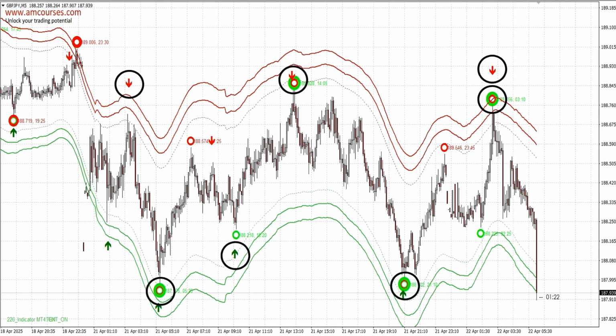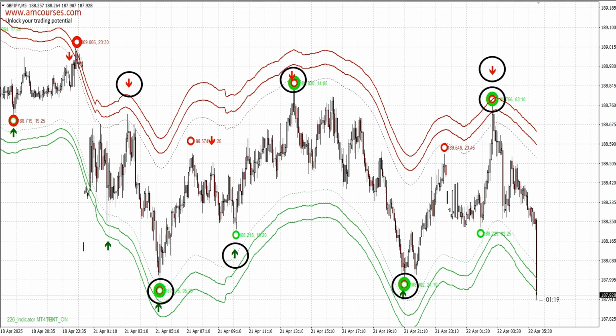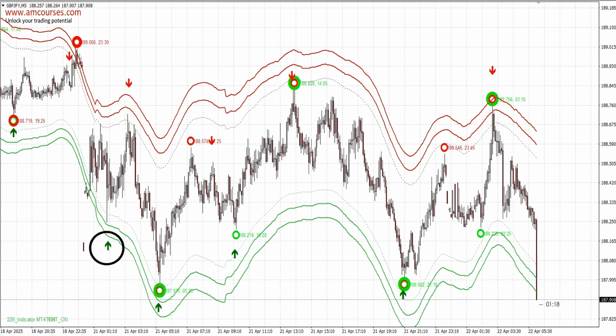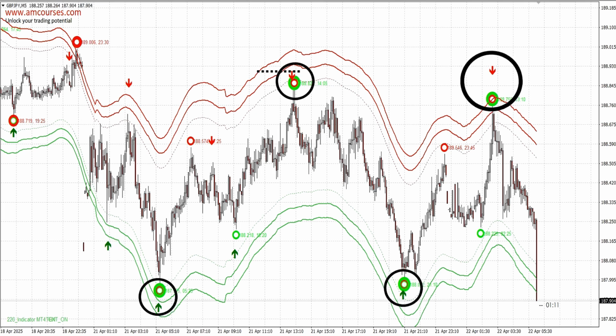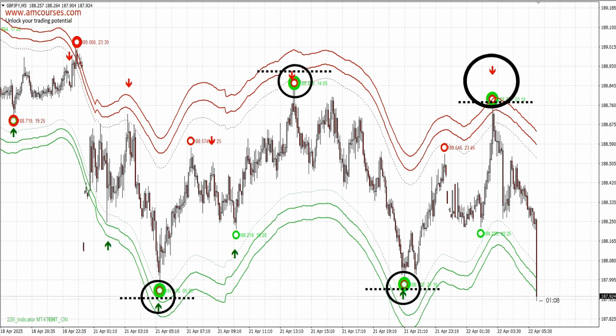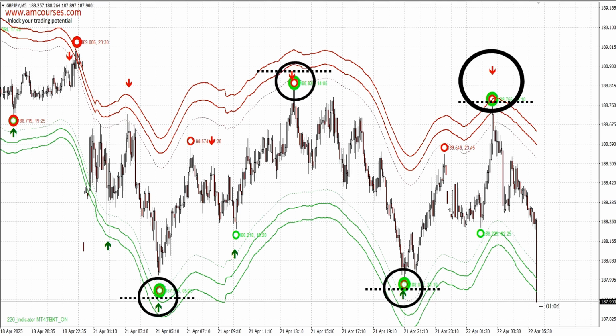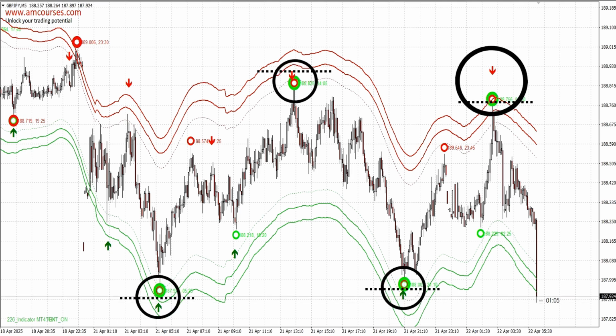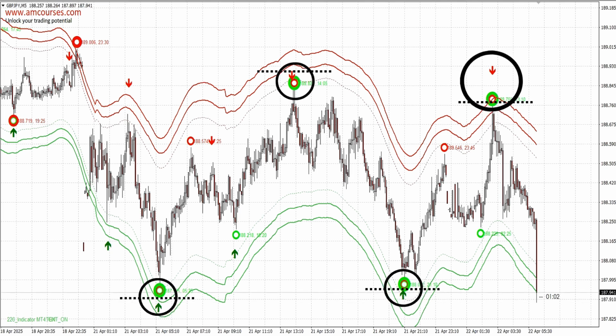Here are the trade rules. Enter the trade only when the arrow appears after the big red circle. Do not enter if the arrow appears before the circle. That signal is not valid. Set your stop loss just below the previous low for a buy trade, or just above the previous high for a sell trade. For take profit, you have two options.